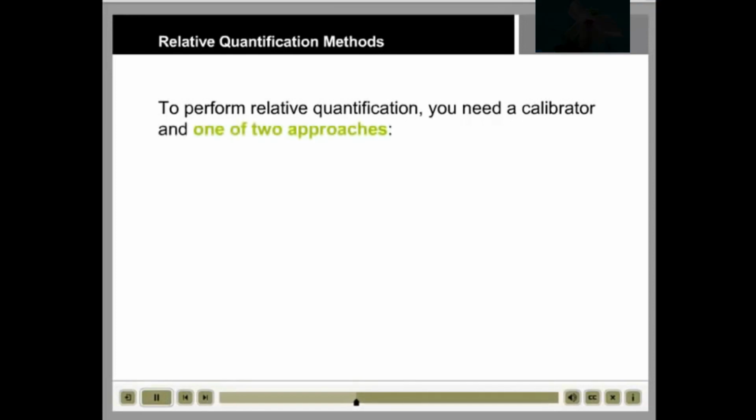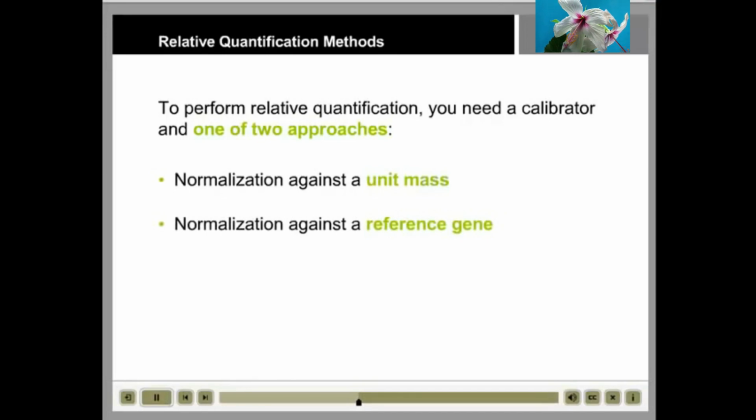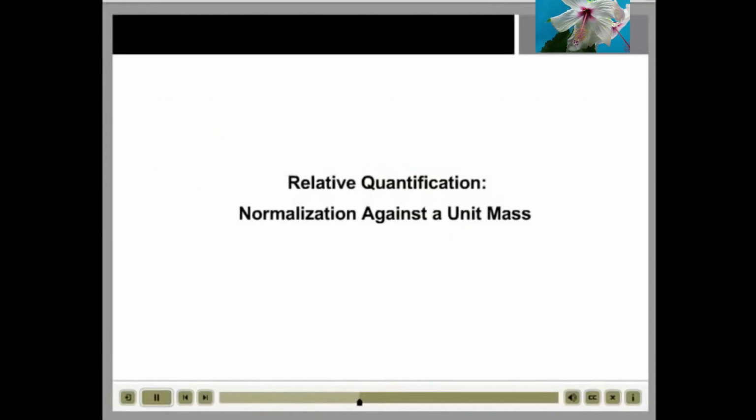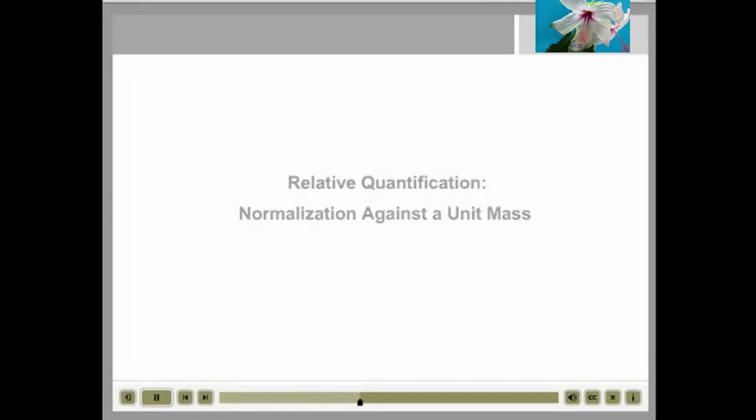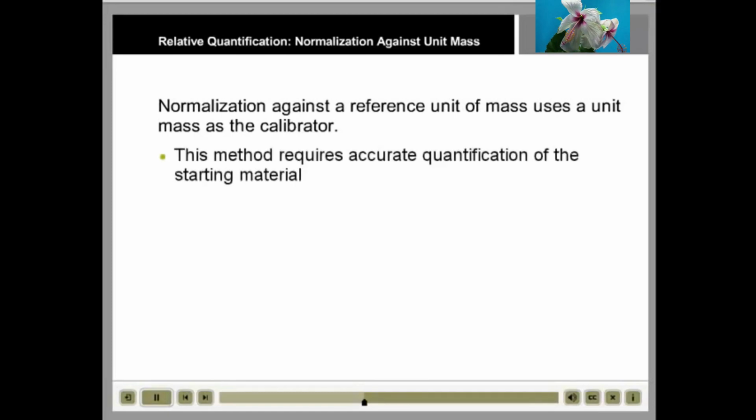Two methods are most commonly used for relative quantification: normalization against a reference unit mass, and normalization against a reference gene. The first of these methods is normalization against a reference unit of mass. This method uses a unit mass, such as a cell number or amount of nucleic acid, as the calibrator, and so requires accurate quantification of the starting material.